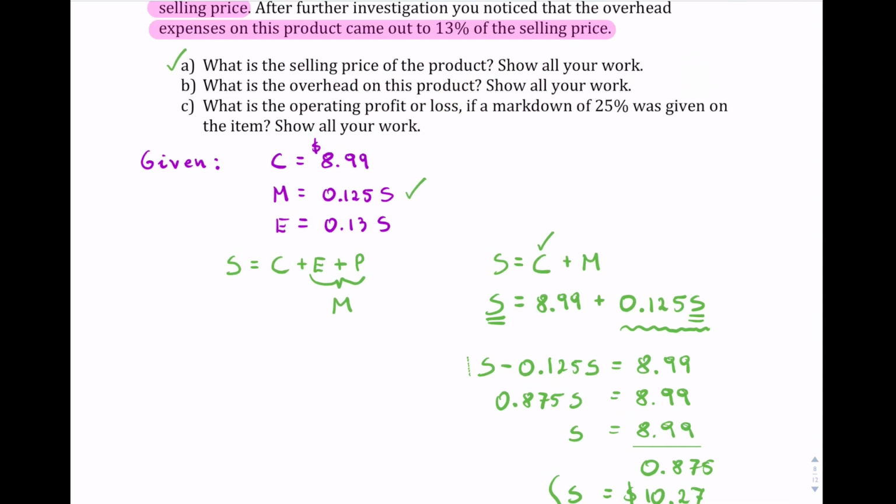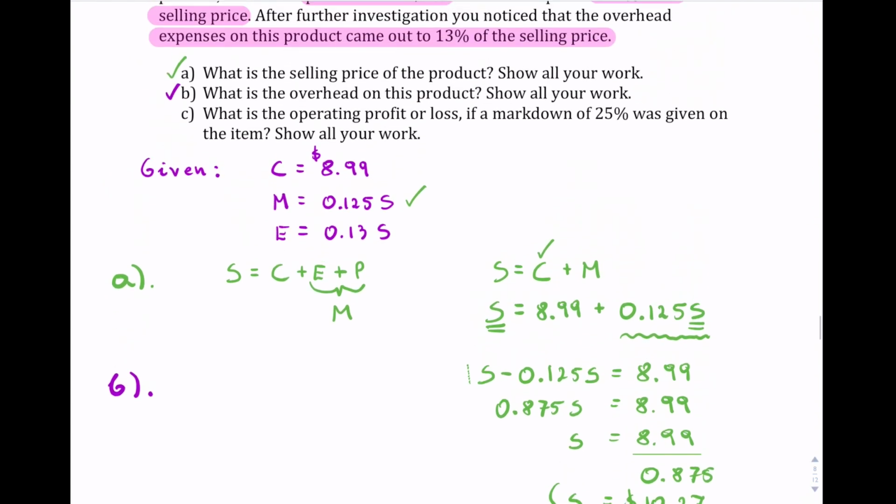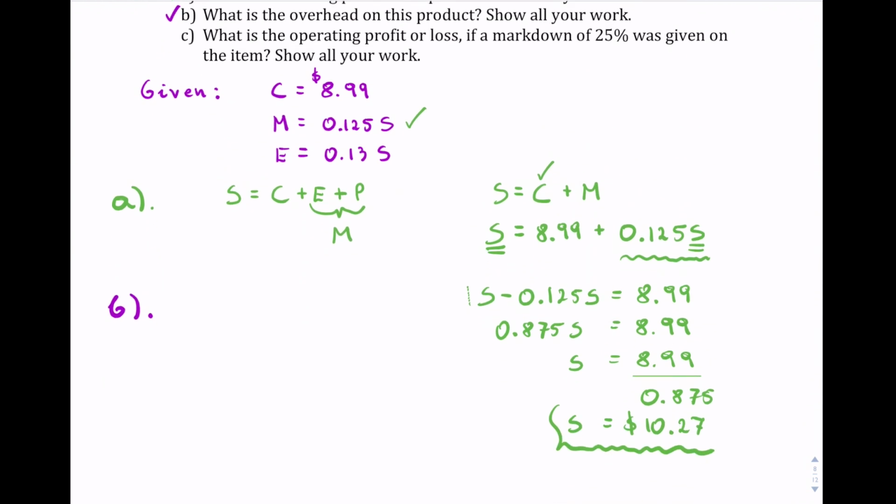Now let's take a look at part B. So part B, let me write this in here. So this was part A, and now part B. So I'll use a different color here. So we have our overhead we want to know on this product. Well, that is much easier because you can use the equation directly now that we know our selling price. And we're going to get our expenses. So expenses are 13% of that selling price. So it's going to be $1.34. Okay, so that is part B.